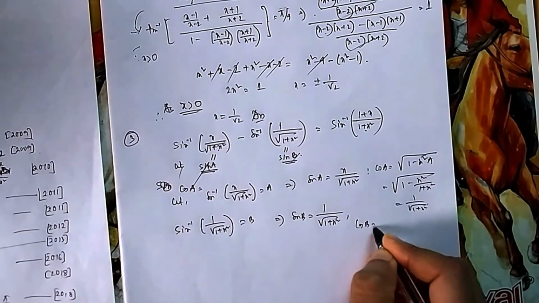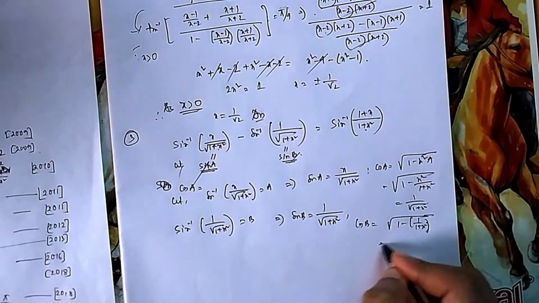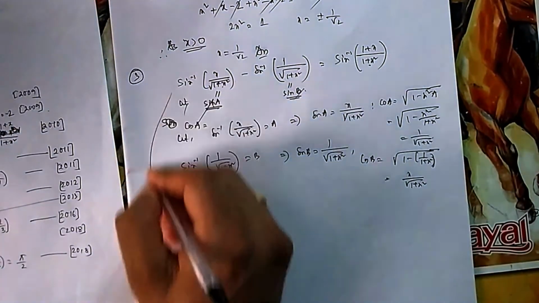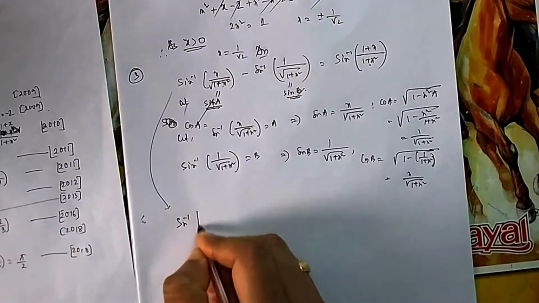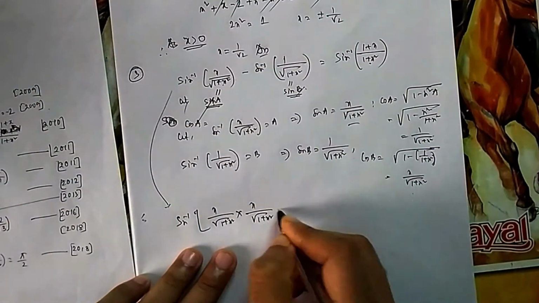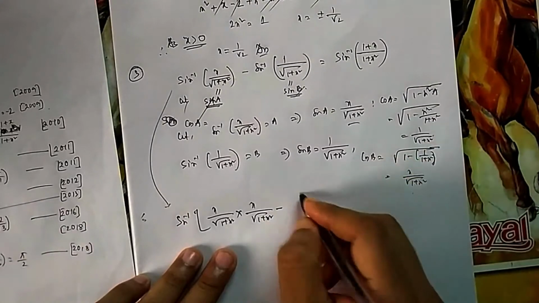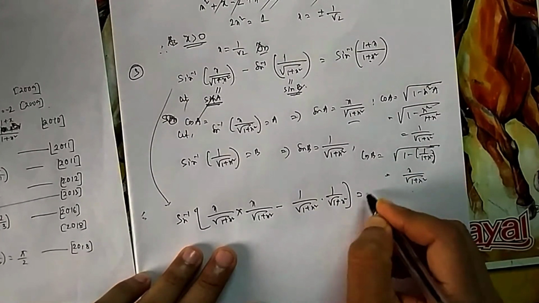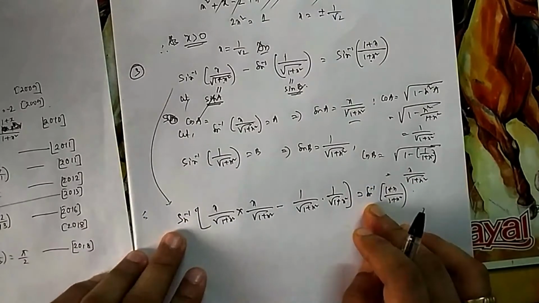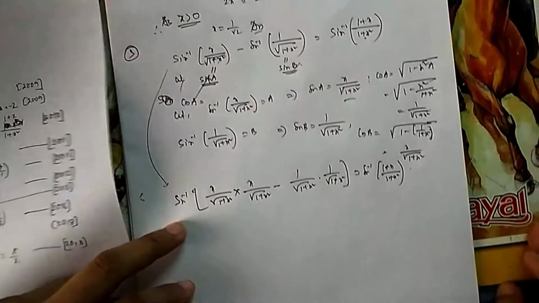Therefore your cos B is equal to same. So 1 will get cancelled, you will get this one. Now you apply this formula, sin inverse: sin A cos B minus cos A sin B. Remember it in this way, that will be easy for you. So you can think of it as having taken sin on both sides, so sin and sin inverse get cancelled.